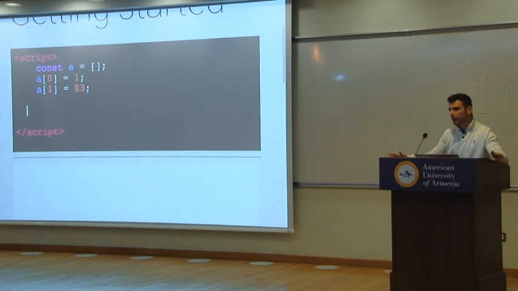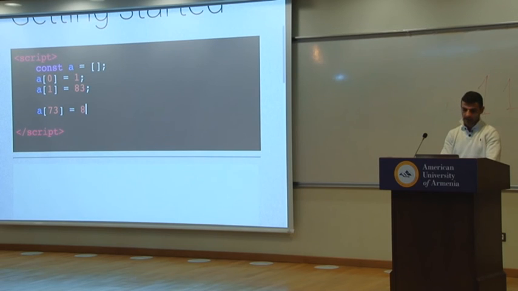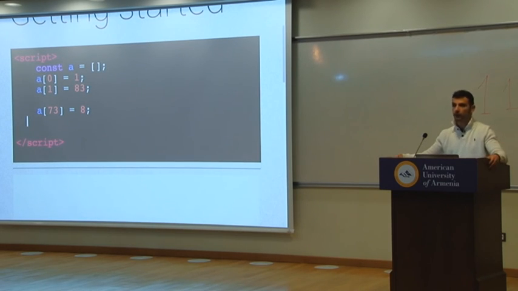What is the length of this array? 2. How did you determine that? Exactly. Last index plus 1. What this means is that if I were to do A index of, say, 73, and I were to place in there 8, the length of this array would be? 74. Very good. OK. So we understand that.